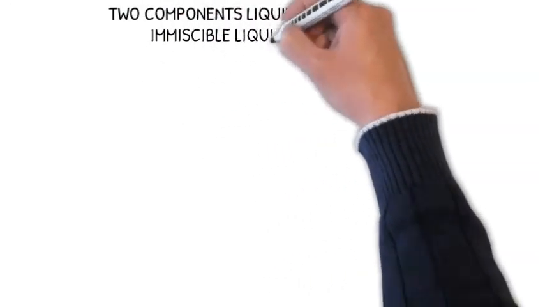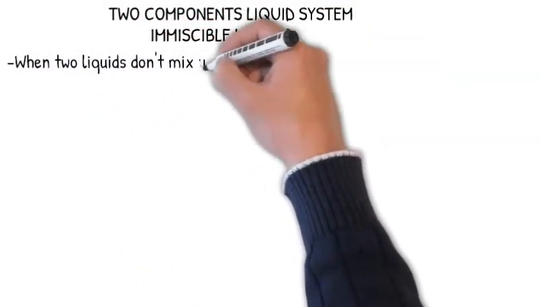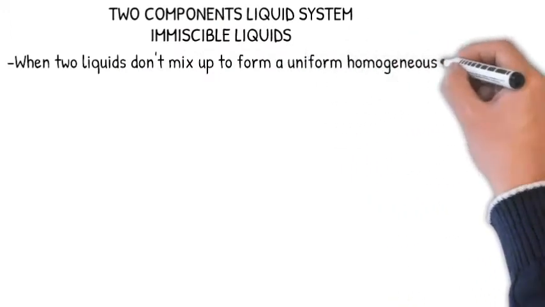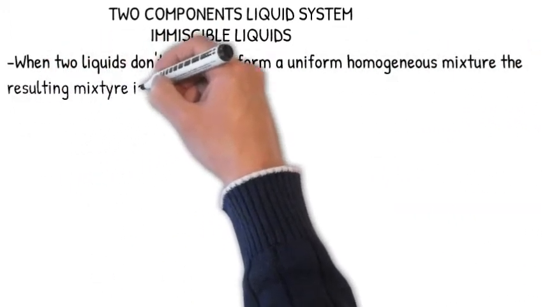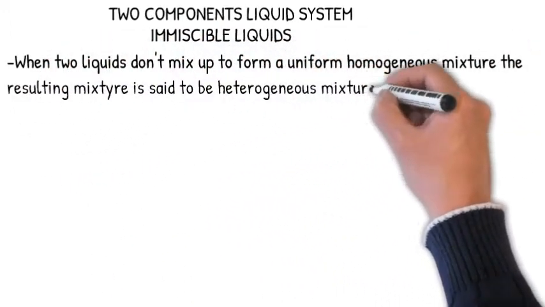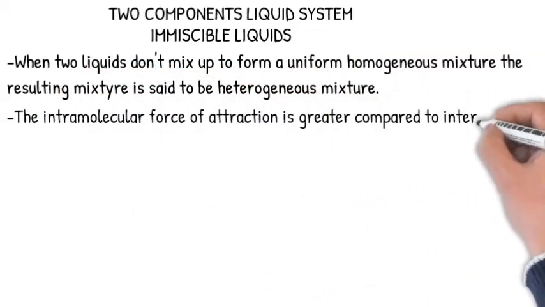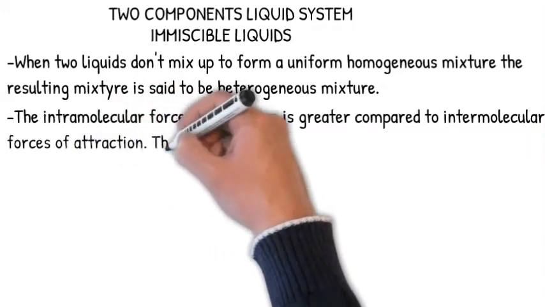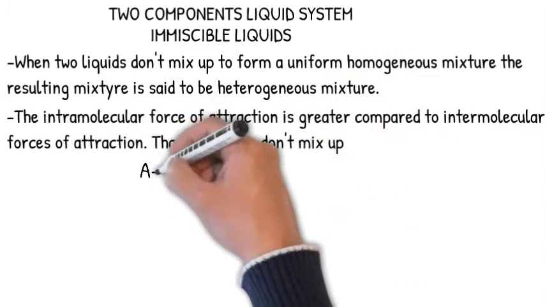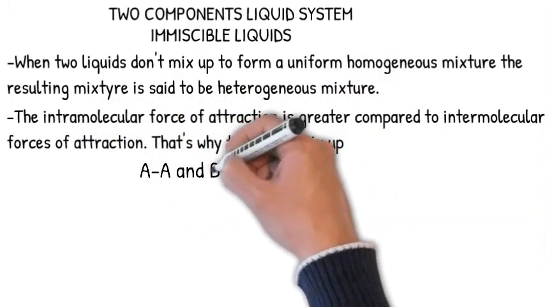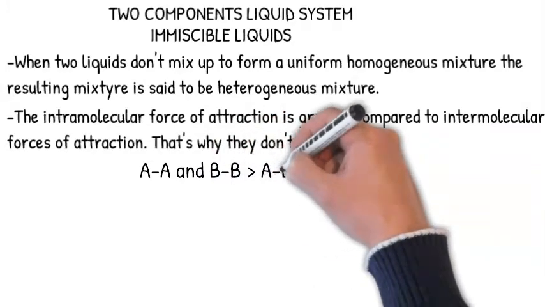Two components liquid system, immiscible liquids. When two liquids don't mix up to form a uniform homogeneous mixture, the resulting mixture is said to be a heterogeneous mixture. The intermolecular force of attraction between AA and BB is greater compared to the intermolecular force of attraction between AB. That is why they don't mix up.